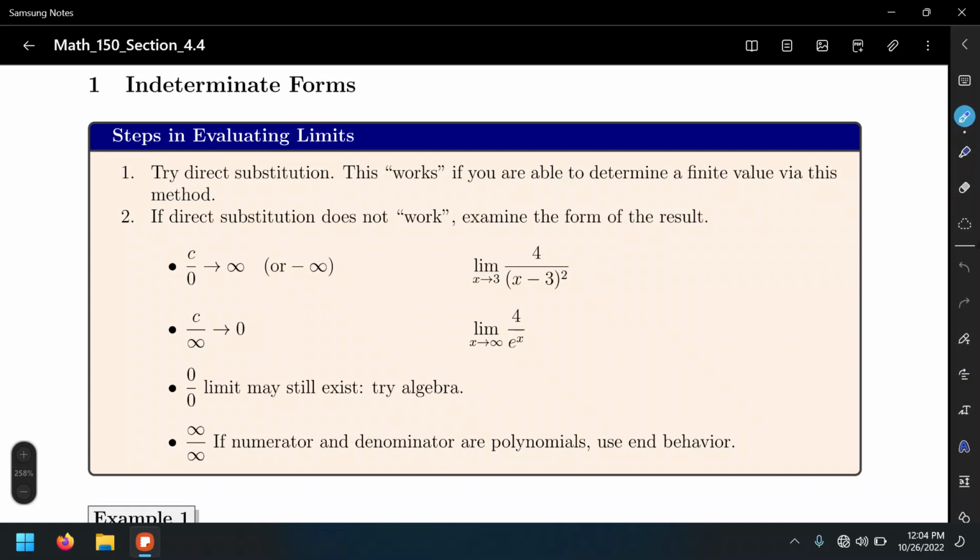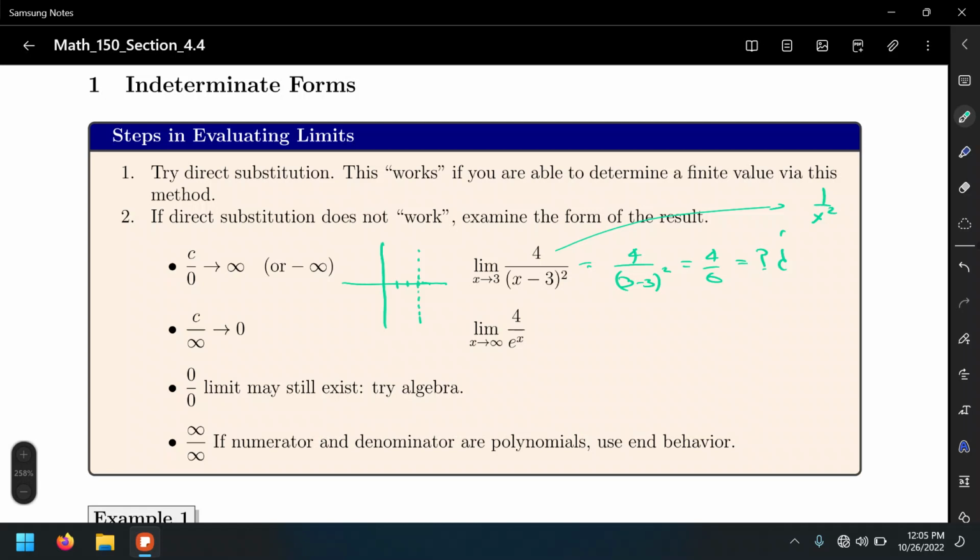Let's look at an example right here. Using direct substitution, this is 4 over 3 minus 3 quantity squared, which is 4 over 0, but we don't know yet what that is. So we need either a table of values, which I'm not going to do, it would take forever with a calculator. No, we're going to look at the graph. This is a vertical asymptote at x equals 3. And then we have the graph, the behavior of the function 1 over x squared, but in this case, it's shifted 3 units to the right.